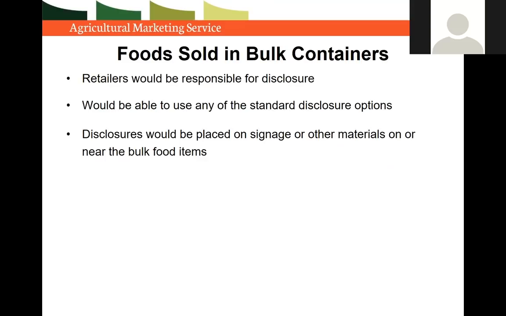Similarly, we have proposed additional flexibilities for foods sold in bulk containers. These are foods such as cornmeal or dried fruits that are sold in a bulk bin in a grocery store. For these foods, the proposed rule allows for disclosure using any of the options for on-package disclosure, including text, symbol, or electronic or digital link, or text message, if applicable. The disclosure would be required to appear on signage or other materials, such as stickers, on or near the bulk items. This would allow the consumer to easily identify and understand the bioengineered status of the food.